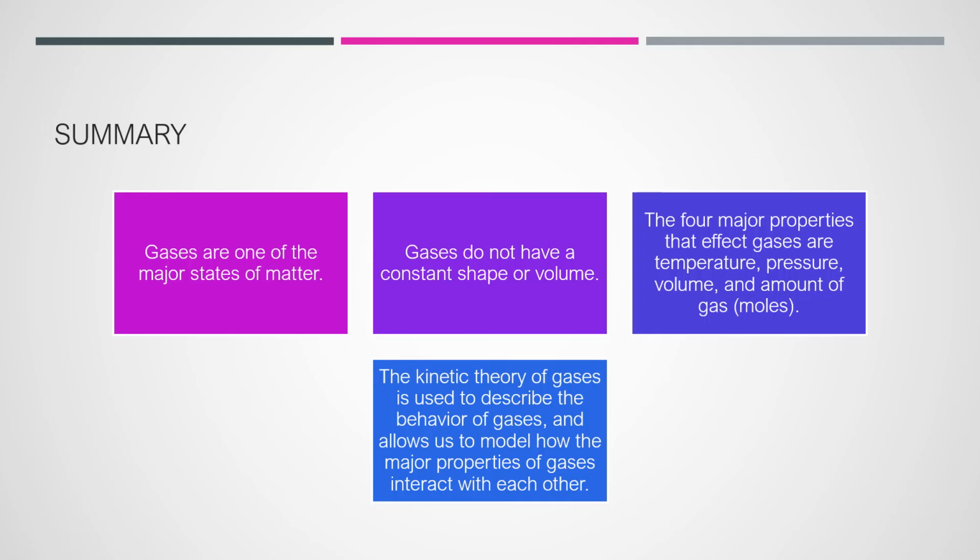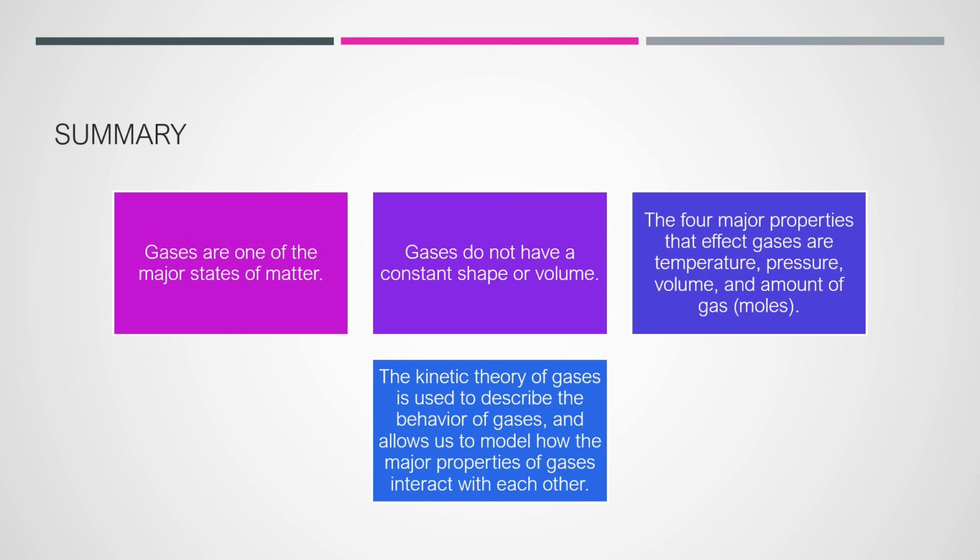That's all the new material we've got for today, so let's take a moment to review. We know that gases are one of the four major states of matter that we look at in chemistry. We also know that gases do not have a constant shape or volume. They take on both the shape and size of whatever container they are placed in. We learned about the four major properties we are concerned with when dealing with gases, which are temperature, pressure, volume, and the amount of gas, which can be measured in mass or in number of particles.